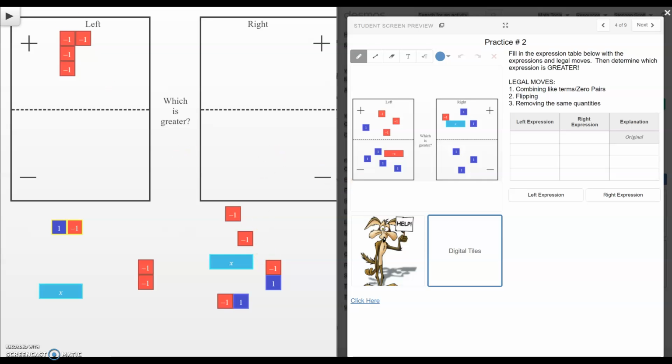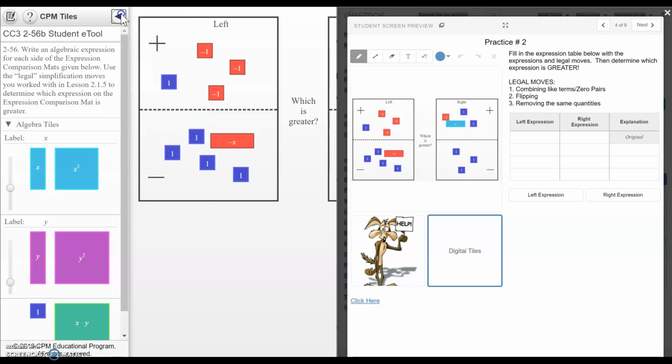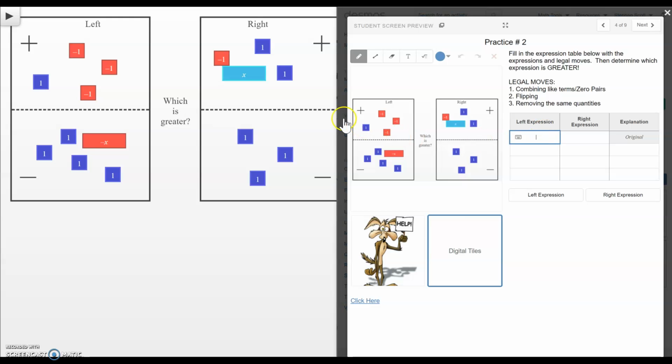So now what I'm going to do is I'm going to do this again, but this time I'm going to put them in the box. So what I'll do first is I'll just kind of simplify. And to do that, I'll just, again, do some zero pairs. I'll move those out. I'll move these out as well. And now that I've taken care of the zero pairs, I simplified a little bit. I'm going to start typing in this table.